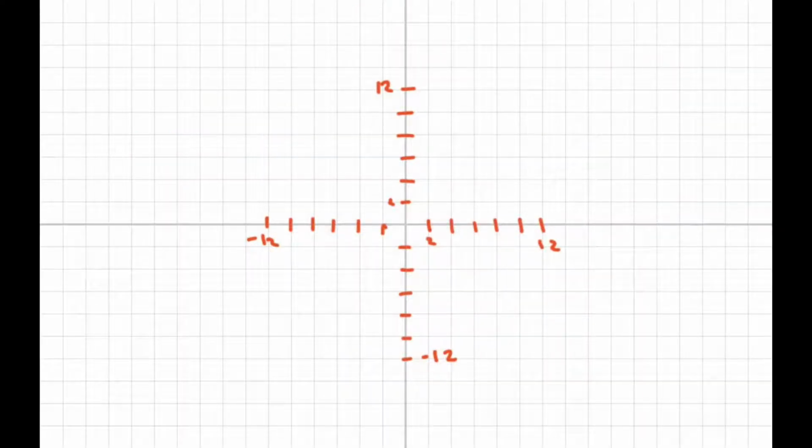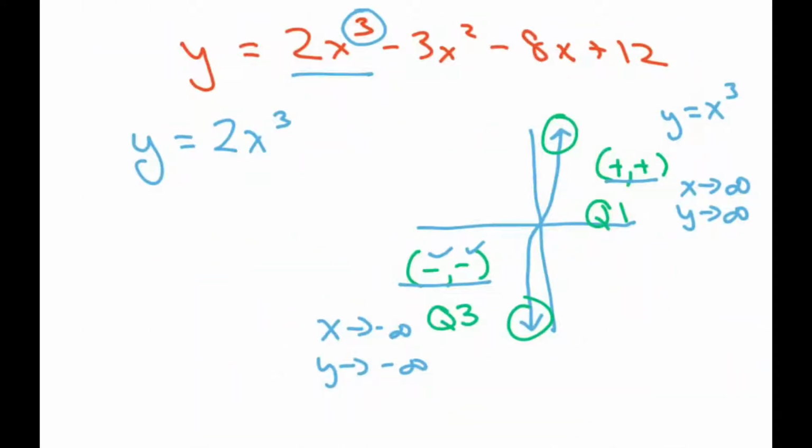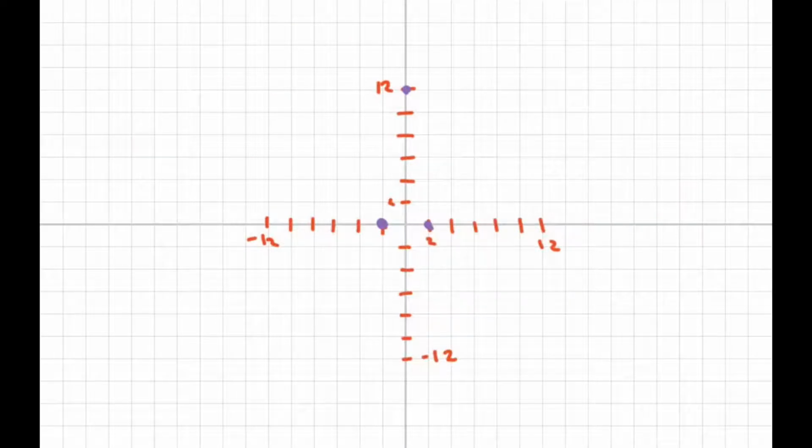All right, so we can try to graph it. I went by the scale of 2 here. I have a y-intercept at 12, and x-intercepts at negative 2, and at 2, and where else was it? 1.5. So we go back to 1.5 right here. All right, so what we're going to do is start. This is going to be skinny here. We're starting in quadrant 3 because of our end behavior.